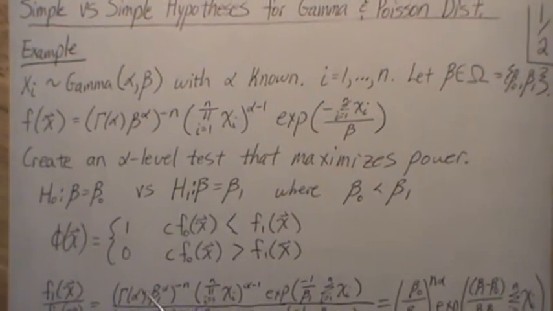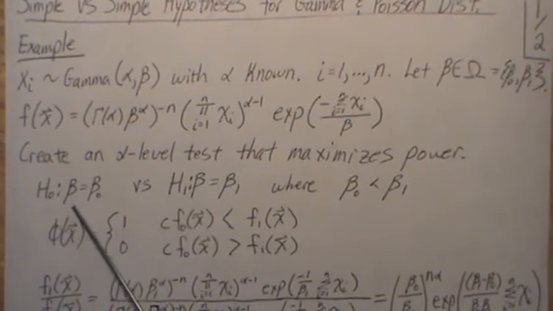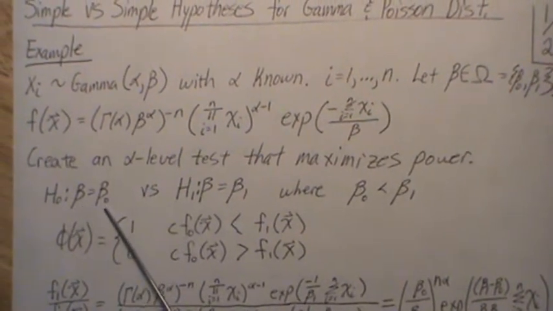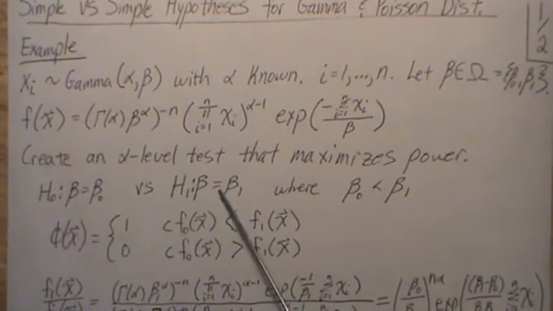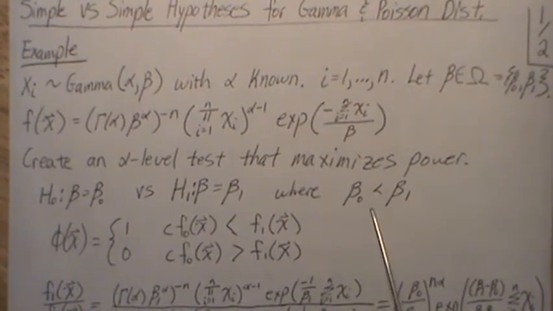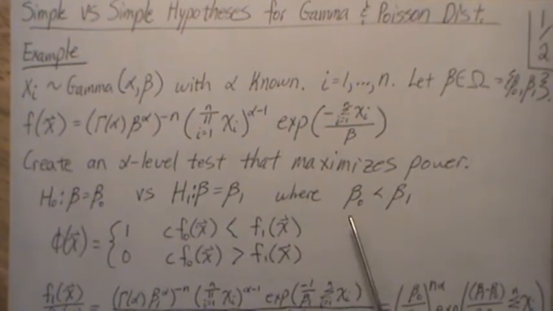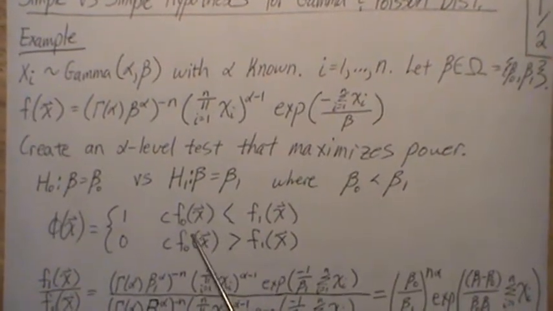Well, according to the Neyman-Pearson Lemma, we want to set it up like this. So the null hypothesis is that beta is beta 0, versus the alternative hypothesis that beta is equal to beta 1. Now later in this, we're going to assume that beta 1 is greater than 0, but we don't need it for this. This test function always works.